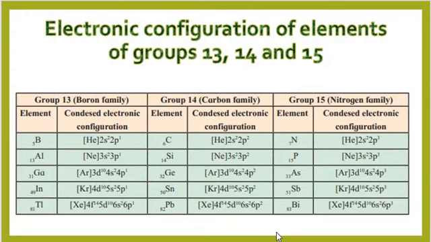In group 14, carbon, we all know, is a non-metal. Silicon is a metalloid, which is brittle and hard, but it has metallic luster.